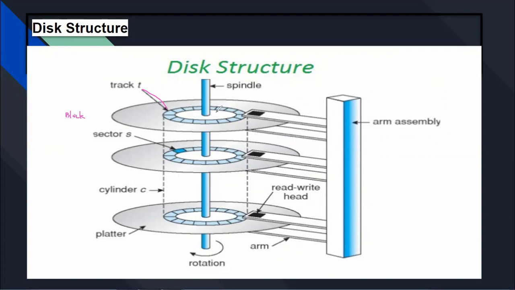This is the spindle point, and we can read and write the data from it. These are the rotations, these are the arm, these are the platters. So this is the structure of the disk, in which we are going to store our data in the form of blocks. Everyone knows this point. Here, just concentrate: the data is stored onto the blocks.